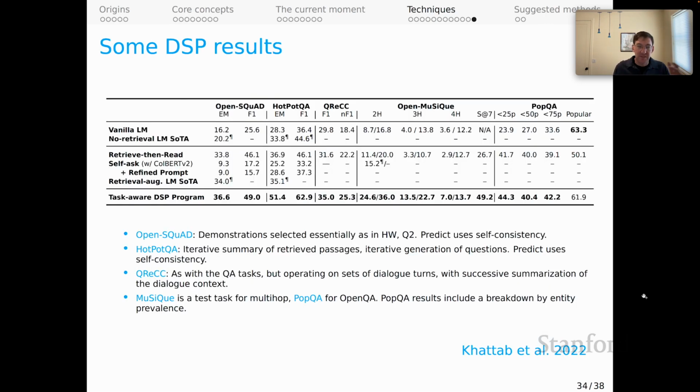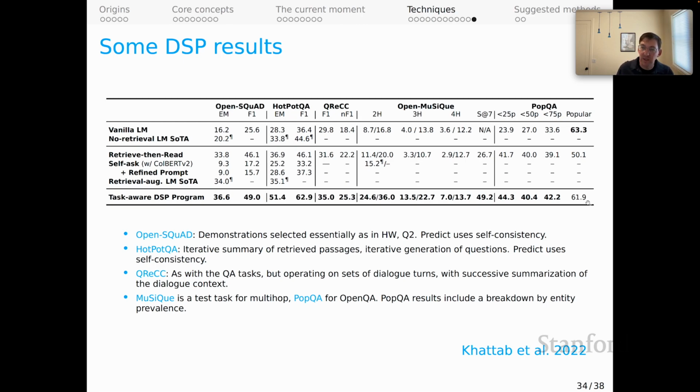In the context of all of this, I thought I would just call out some results from the DSP paper. So in the DSP paper, we evaluate across a bunch of different knowledge-intensive tasks, most of them oriented toward question answering or information-seeking dialogue. The high-level takeaway here is that we can write DSP programs that are breakaway winners in these competitions. That is the final row of this table here. You can see us winning across the board.